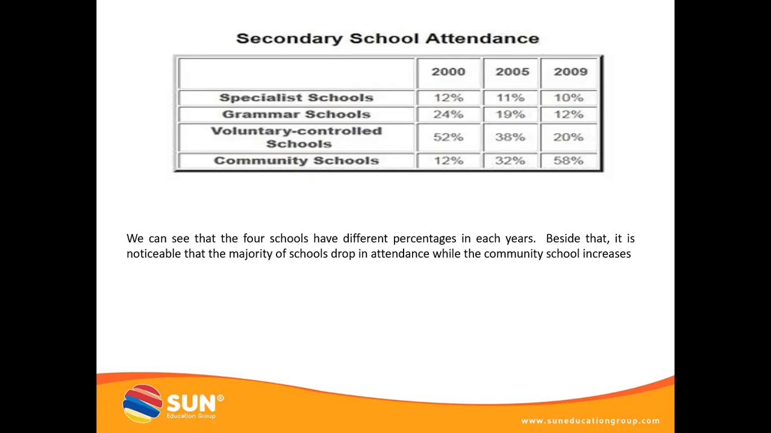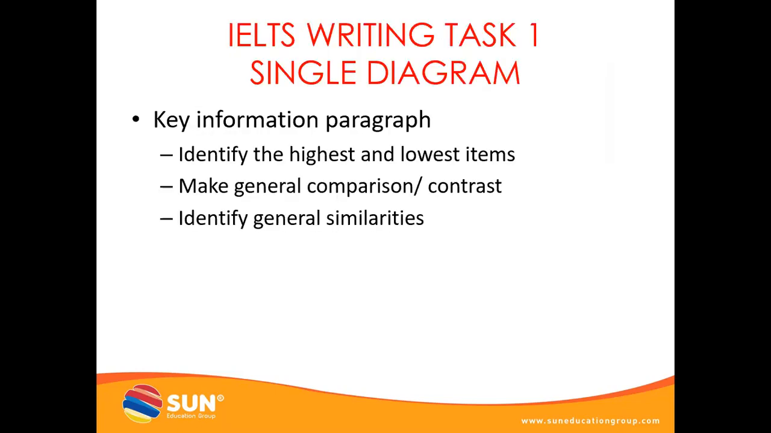This is the overview paragraph. Let's continue with the third paragraph, the key information paragraph. Identify the highest and the lowest items. Make comparison where relevant. If it's relevant, make comparison. If it's not relevant, don't make any comparison. Or contrast. Then identify general similarities.